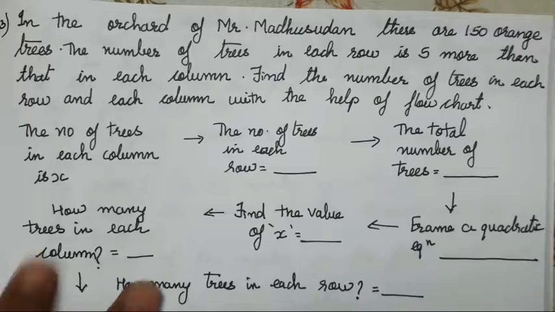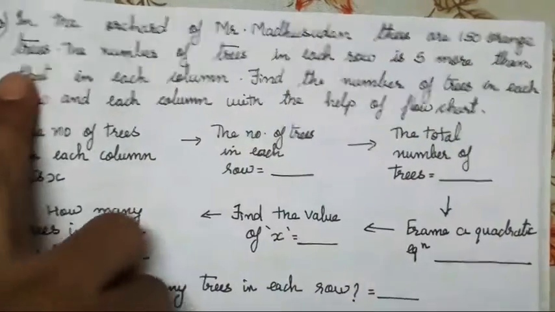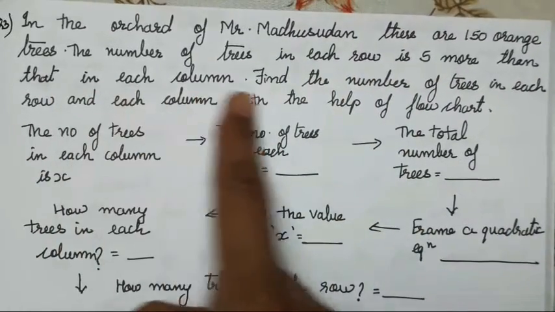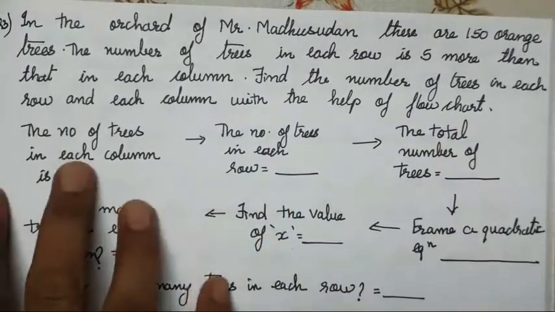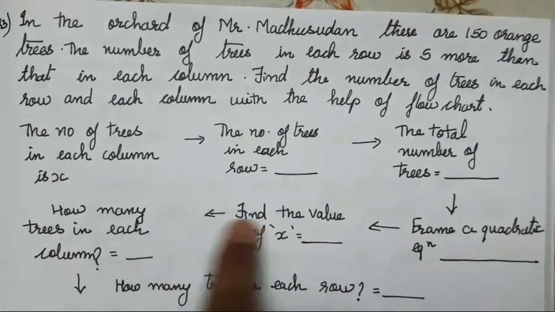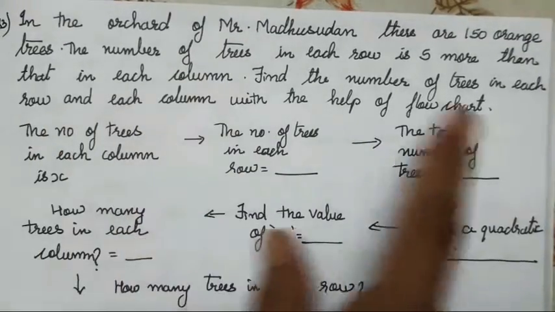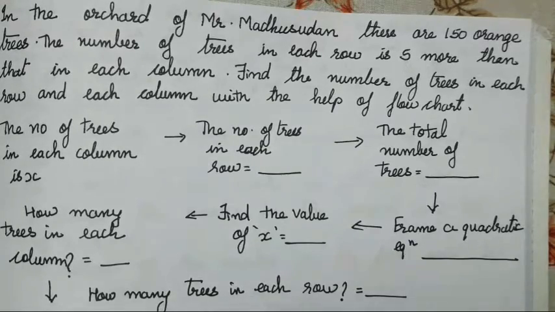In the orchard of Mr. Madhusudan, there are 150 orange trees. The number of trees in each row is 5 more than that in each column. Find the number of trees in each row and each column with the help of a flowchart. Now a flowchart has been given. At the end you all have to fill the answers over here in this flowchart. And the steps that they have given, we have to just follow the steps as they are.